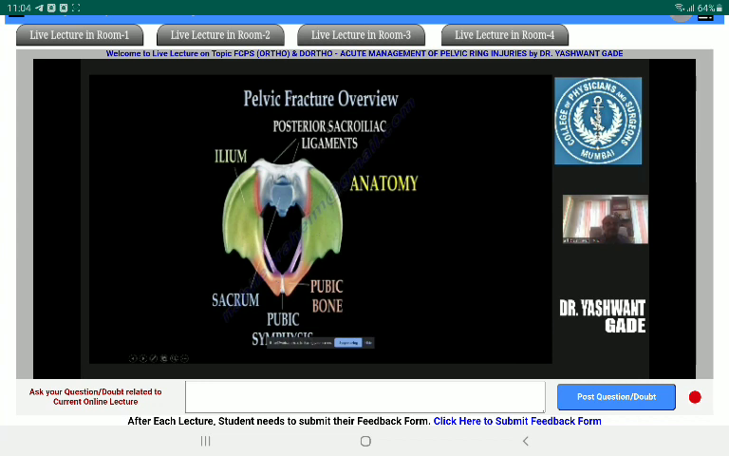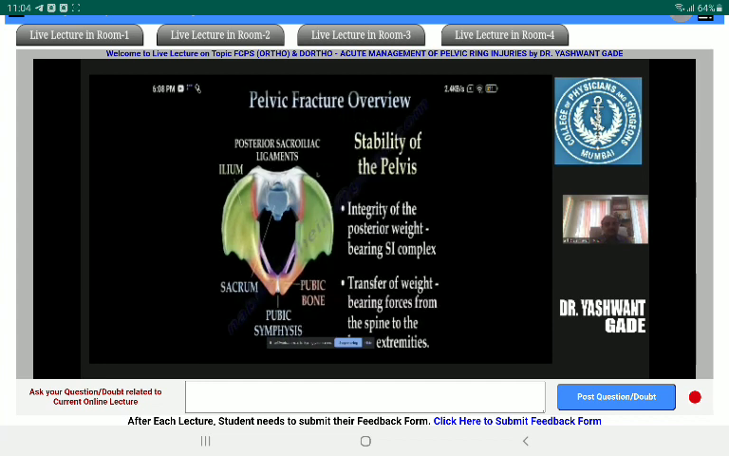So posteriorly, the bones are joined by posterior sacroiliac ligaments. The stability of the pelvis depends upon the integrity of the posterior weight-bearing sacroiliac complex. So this is a very strong sacroiliac ligament joint complex, and the stability and integrity of this posterior weight-bearing sacroiliac complex also decides the stability of the pelvis.